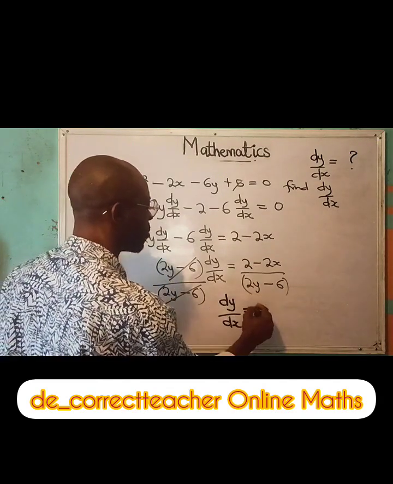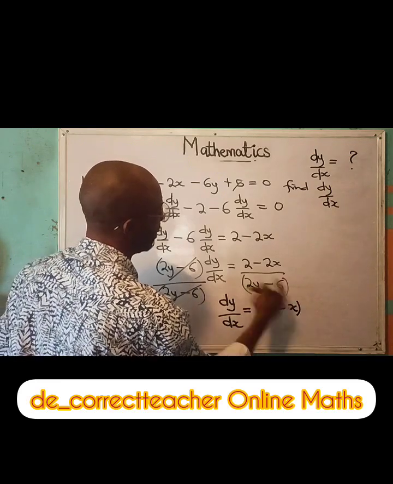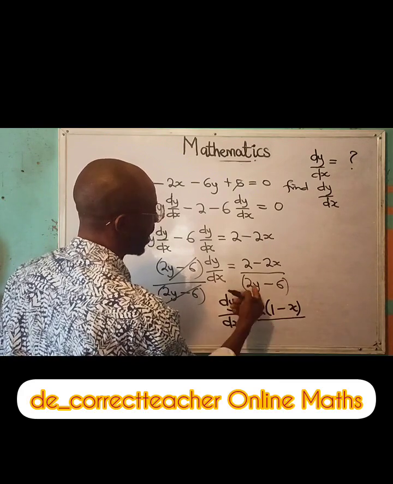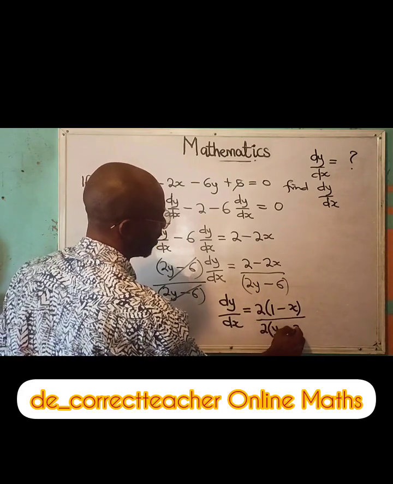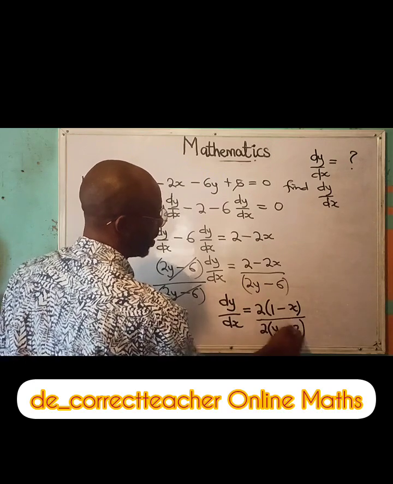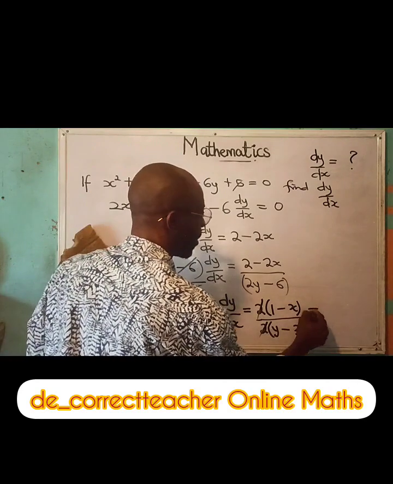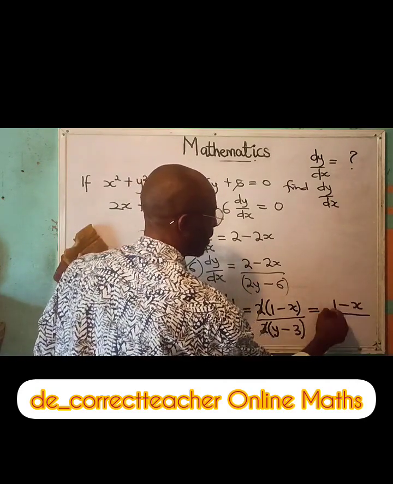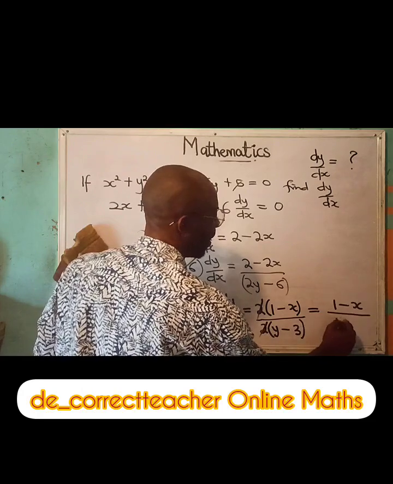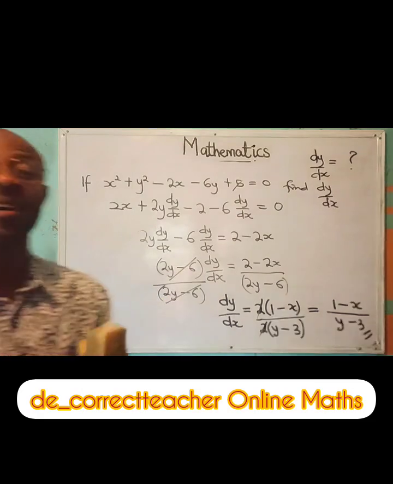Also, we can factor 2 out: 2 and 1 minus x. It's the same thing with this. Also, this 2 can be factored out: y minus 3. If you multiply this, you are going to get this, so that these two can cancel each other. So our answer is 1 minus x all over y minus 3. So this is our answer.